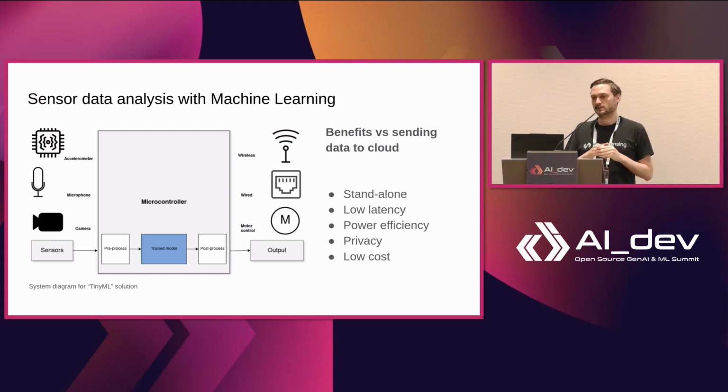And the benefits of doing this versus sending the data to the cloud and doing all the inference and machine learning and data processing there is that you can build systems that are standalone, that are low latency and guaranteed latency, and that are highly power efficient, that can respect privacy because we do not need to send a potentially sensitive data stream onto the cloud, and you can make things very low cost, which enables usually massive scale in terms of the number of units you can deploy, which is relevant in many scenarios.